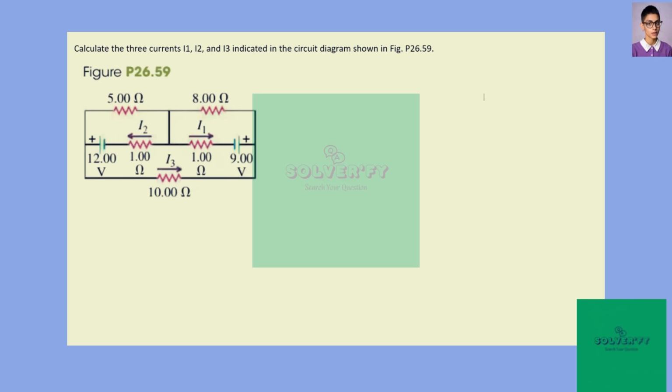In this question, we are asked to find three currents pictured in the circuit diagram that's given. We're going to do that by applying Kirchhoff's rules, both the loop rule and the junction rule. And we are going to need to establish some reference points here.